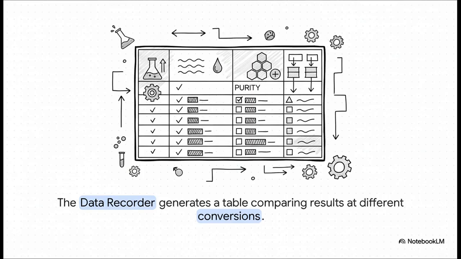And boom, here are the results. The data recorder lays it all out for us in this really clean, easy-to-read table. Each row shows us exactly how a specific conversion rate affects all our important numbers: how much product we're making, how pure it is, and what's going out the waste pipes.